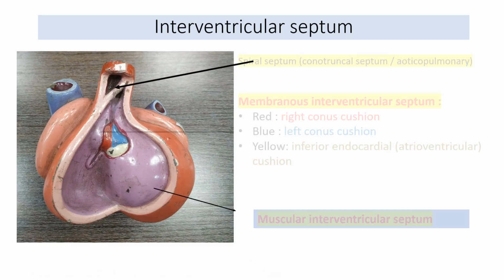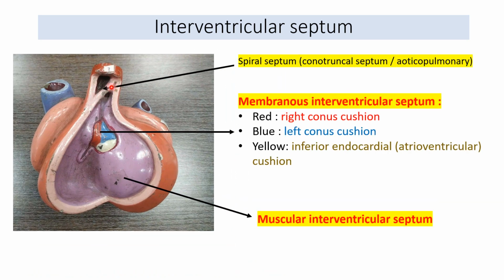This is the answer. In the conotruncal region, this is the spiral septum, the conotruncal septum, aorticopulmonary septum, dividing the aortic and the pulmonary channels. This is the membranous interventricular septum, where the red part is the right conus cushion, the blue part is the left conus cushion, and the yellow is the inferior endocardial cushion, AV cushion, together forming the membranous interventricular septum. And this is the muscular interventricular septum.